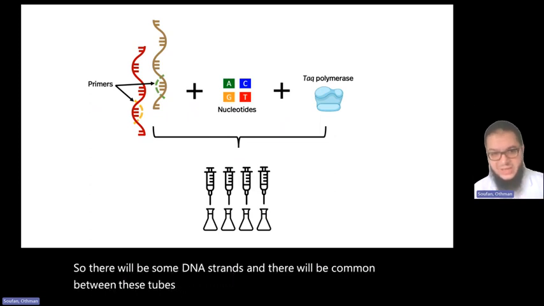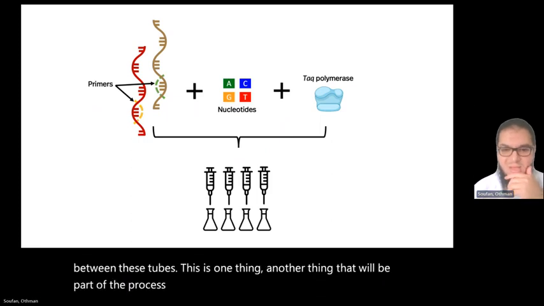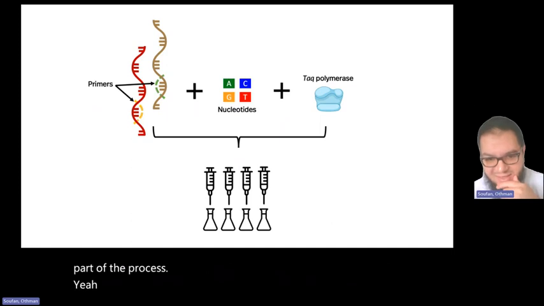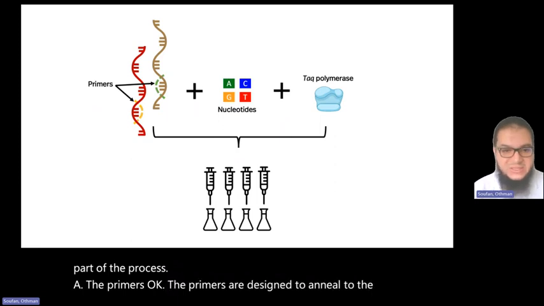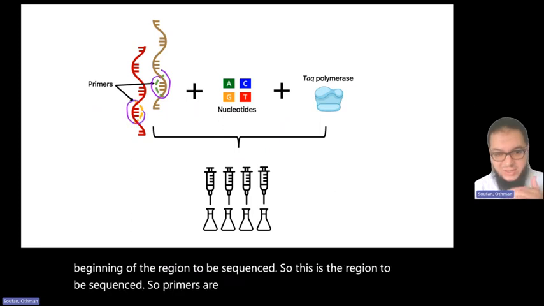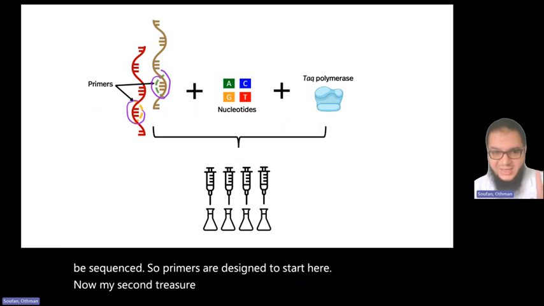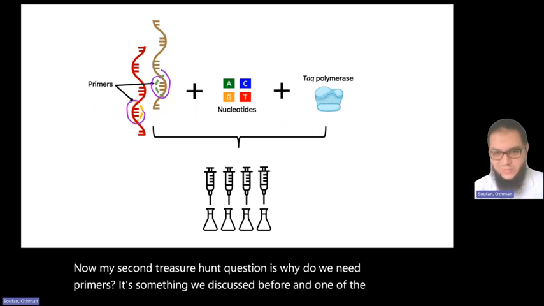This is one thing. Another thing that will be part of the process is the primers. The primers are designed to anneal to the beginning of the region to be sequenced. So this is the region to be sequenced, so primers are designed to start here. Now my second treasure hunt question is, why do we need primers? It's something we discussed before in one of the lectures. So why do we need primers here?